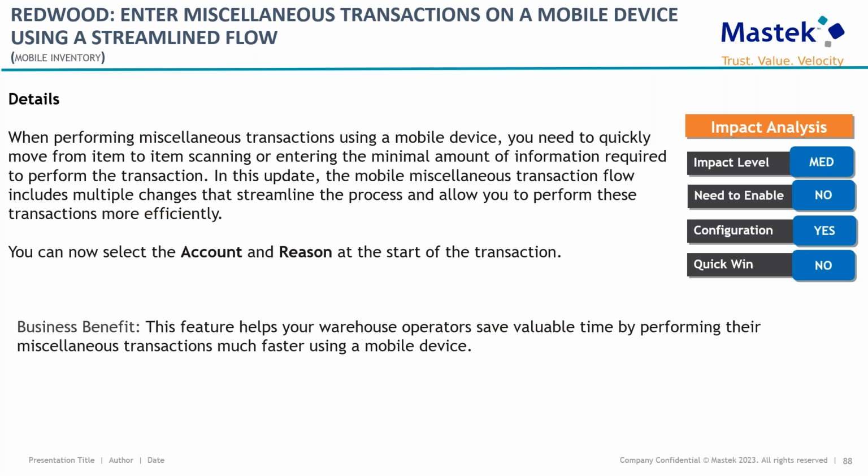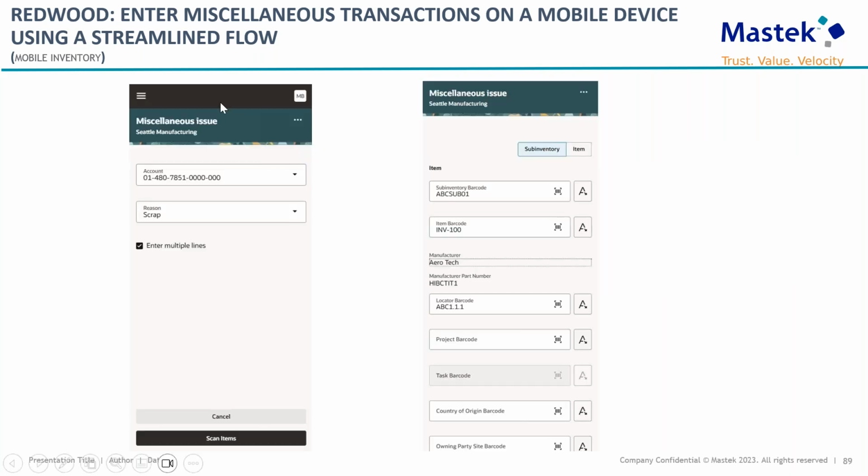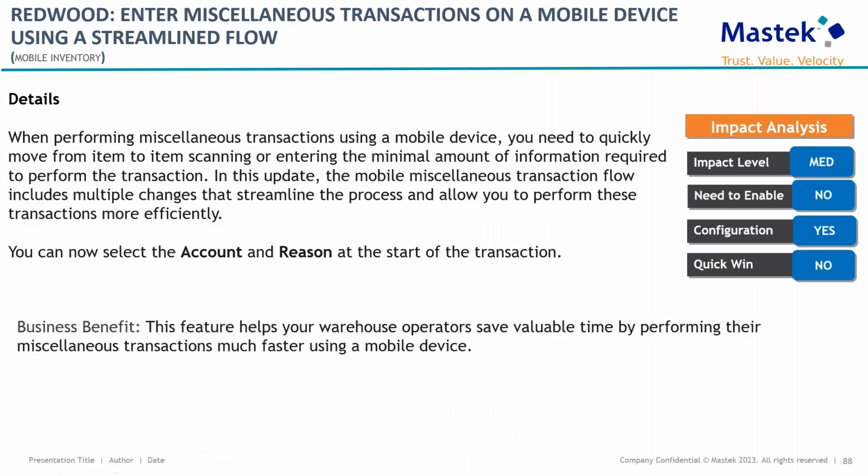Plus new fields like manufacturer, project, country of origin, and secondary unit of measure are now available to capture richer details of the item. And this is how the miscellaneous issue page looks on a handheld device. The impact is medium. We do not have to manually enable it. We do have to do some configuration setup. It's not a quick win.